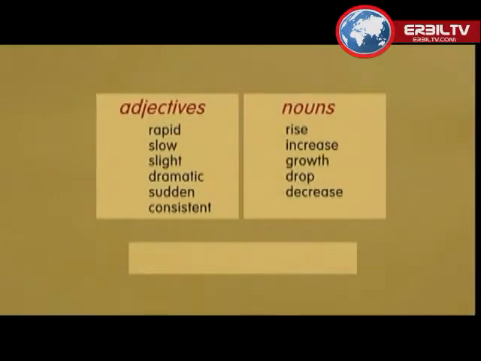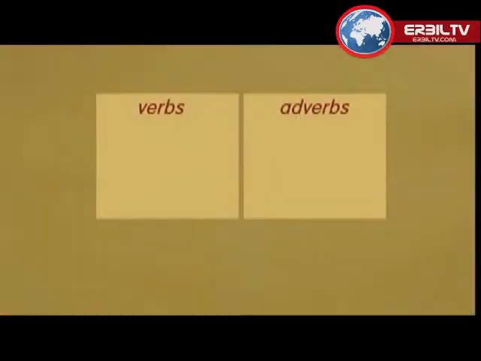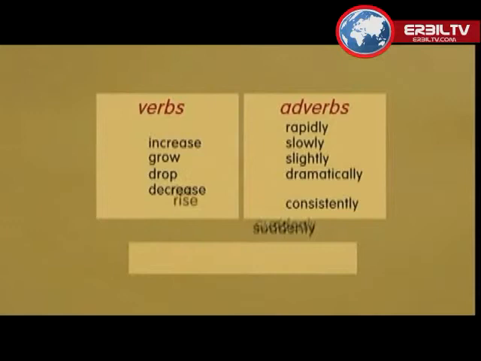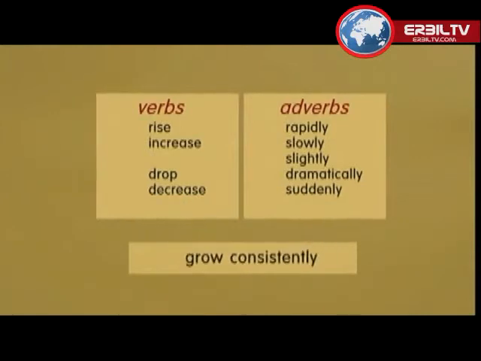But there's another way of describing these changes. We can use verbs and adverbs. Many nouns like the rise, the increase, the growth can be used as verbs. To rise, to increase, to grow, to drop, to decrease. And many adjectives can become adverbs. Rapidly, slowly, slightly, dramatically, suddenly, consistently. By using these new words, we can describe data by using verbs and adverbs. We can say to rise suddenly, to decrease slightly, to drop suddenly, to grow consistently.